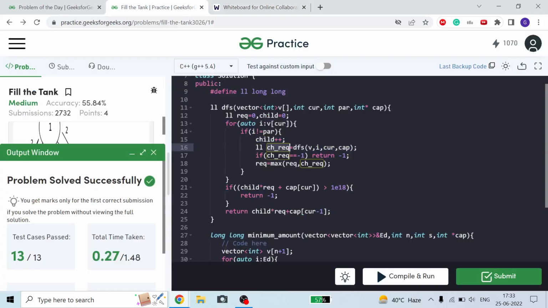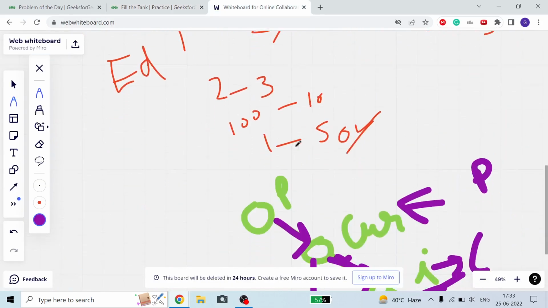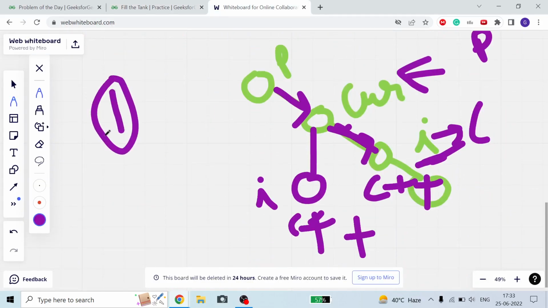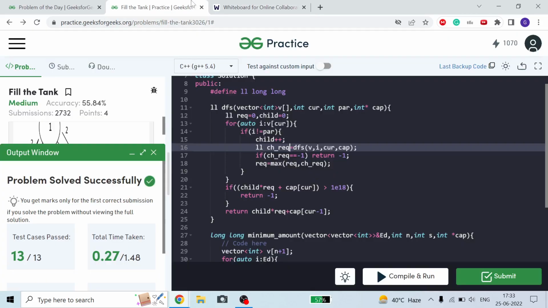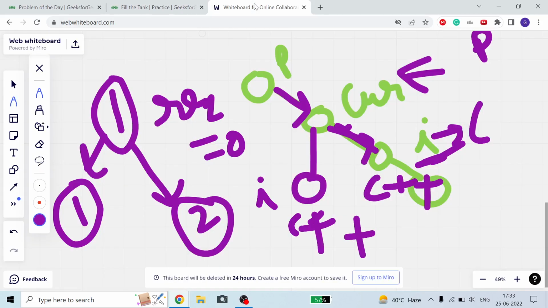Now the requirements. The child required, like here, from 1 we are going to here, it requires 1 unit, and it requires 2 units. Child required is 2 and 1 separately, and initially it is 0. Initially this required is 0, meaning it is the complete requirement of these children. Now child required is particular, for this it is 1, for this it is 2. Okay, child required is 1, then it is 2, and required is the maximum of this 1 and 2.